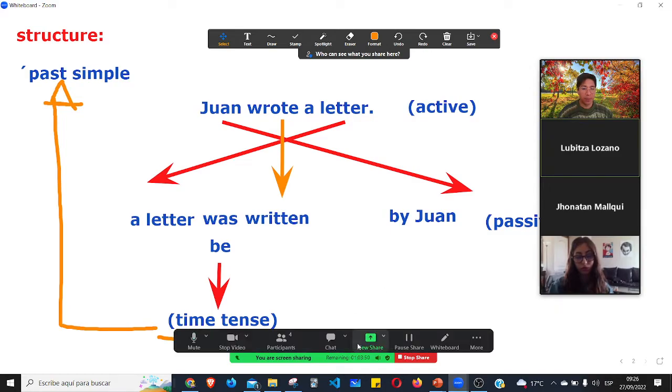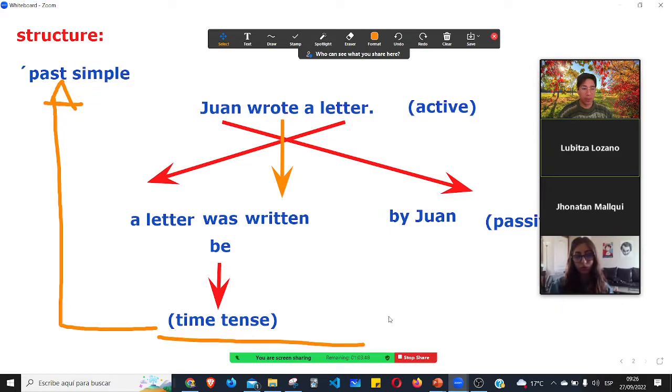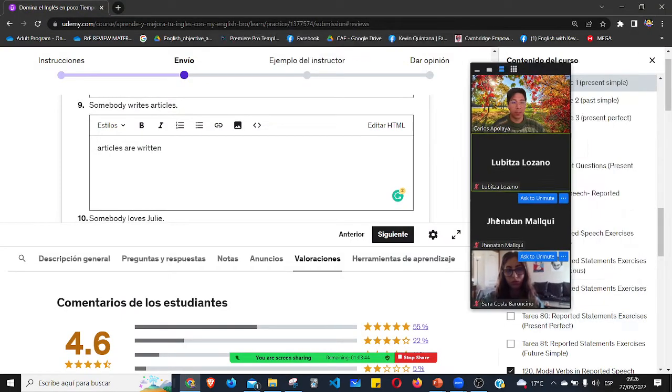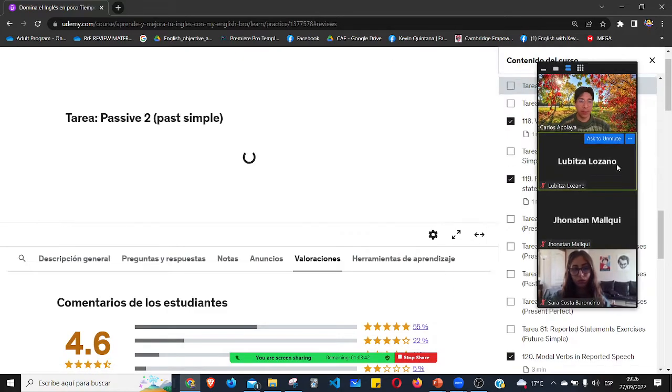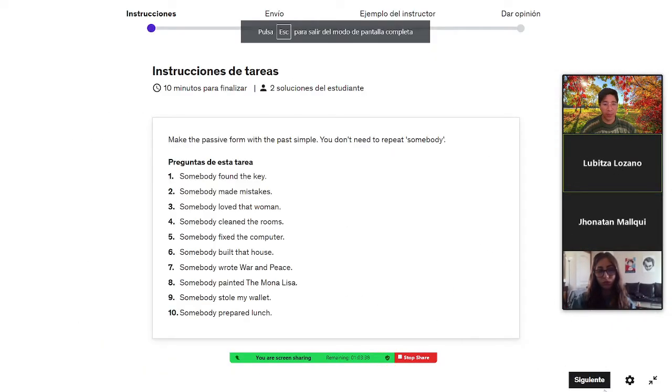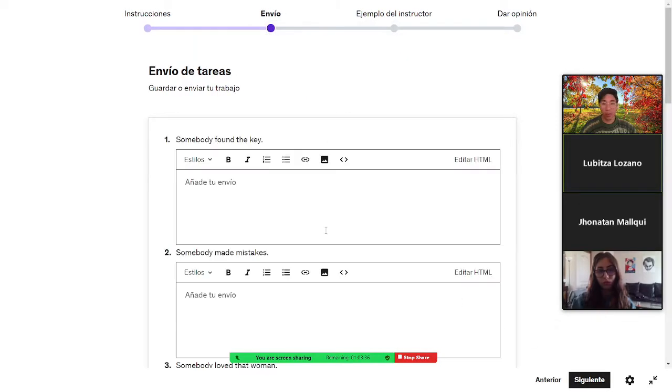Did you understand the past simple passive voice? Yeah. So let's practice super quickly. Remember that practice makes perfect, so let's do this together. Apart from that, you are practicing your pronunciation, which is the most important part. Somebody found the key. What is the answer? The key was. The key was found.